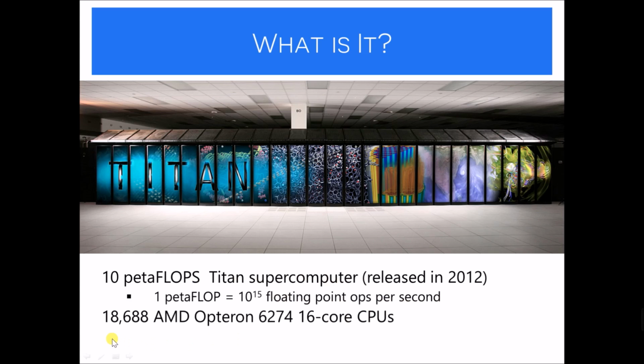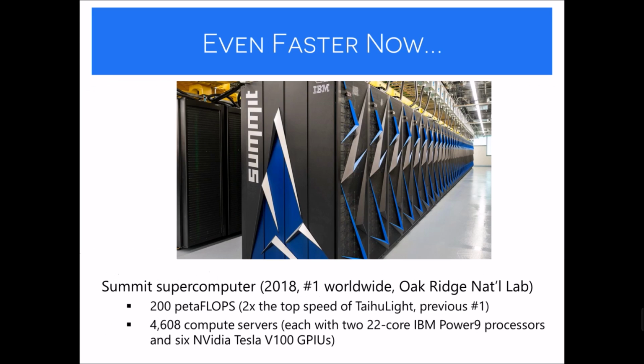So basically there were 18,000 odd AMD Opteron processors, 16 core CPUs. There were also close to 20,000 NVIDIA Tesla K20X GPUs. This was back then, 2012. This was sort of top of the line hardware. Okay, and nowadays it gets even faster. The supercomputer race is very demanding, with Japan and China in the game, and some European supercomputers.